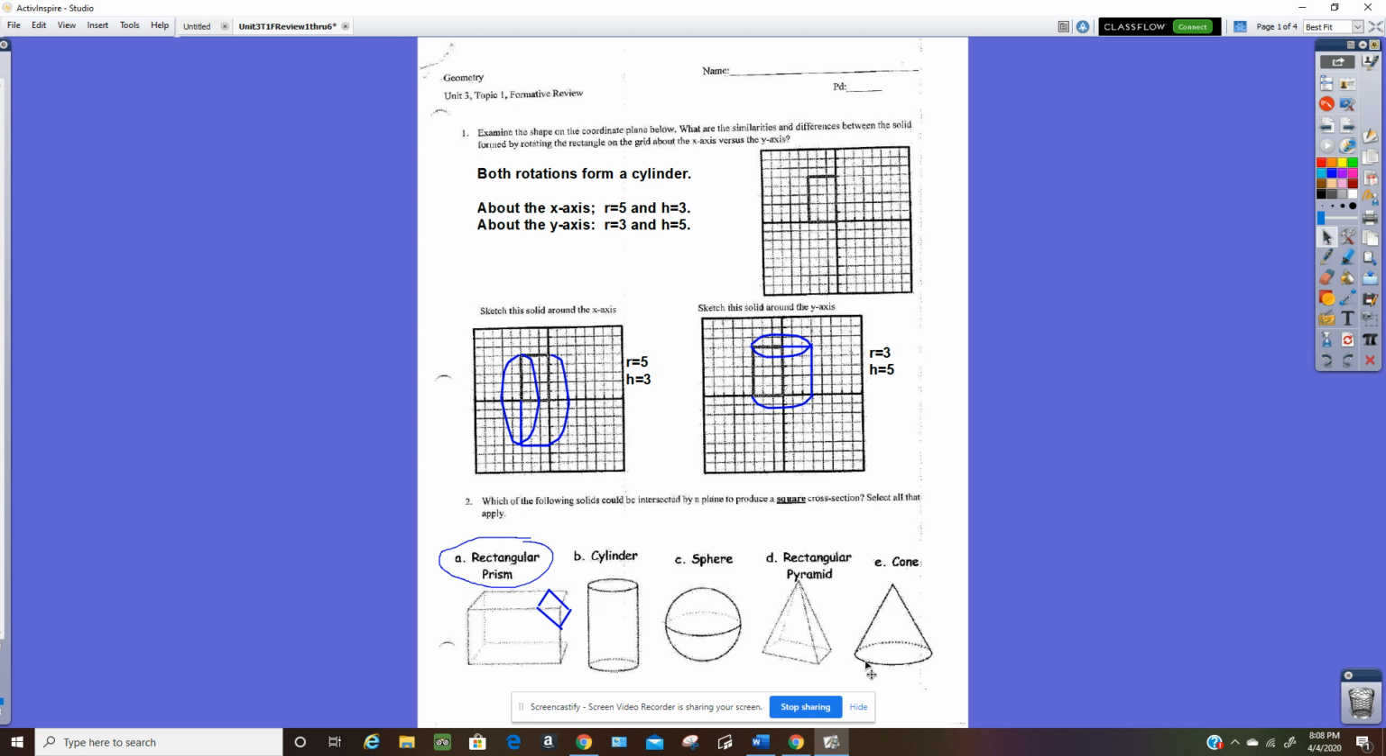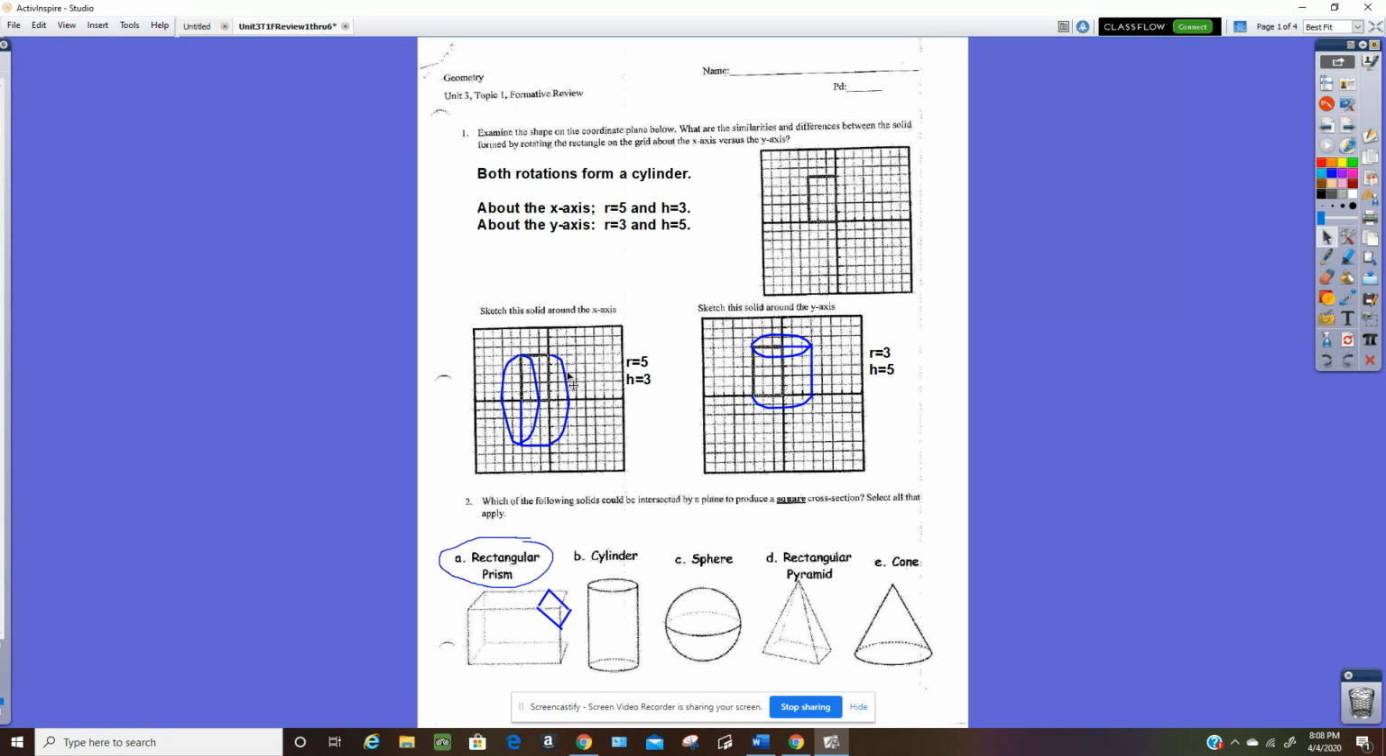All right, this is a review for quiz one. It's about area and Cavalieri's principle and rotating a rectangle about the x or y axis. So this first one says examine the shape on the coordinate plane with the similarities and differences between the solid formed by rotating the rectangular grid about the x and y axis. So here's the original rectangle.